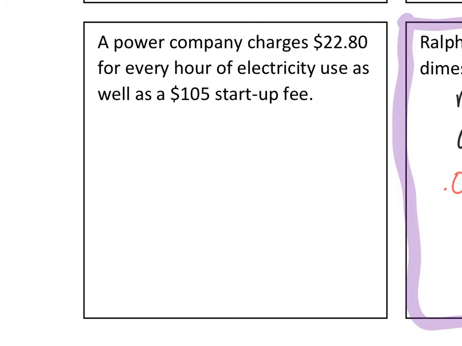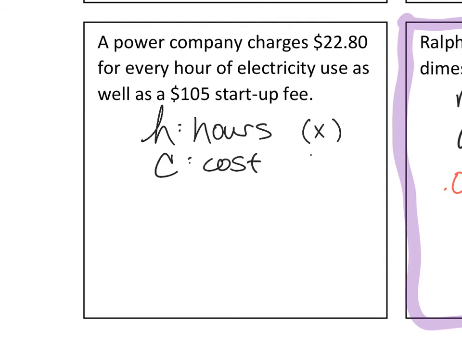All right, so let's see how we did. It says a power company charges $22.80 for every hour of electricity use, as well as a $105 startup fee. Well, I can pretty much use the same thing as the last question, where I have H and C for hours and cost. If you wanted to use X's and Y's, that's totally cool. I'll write both equations so you can see.